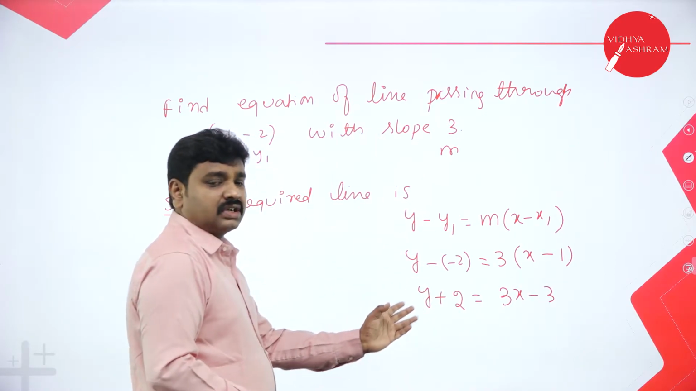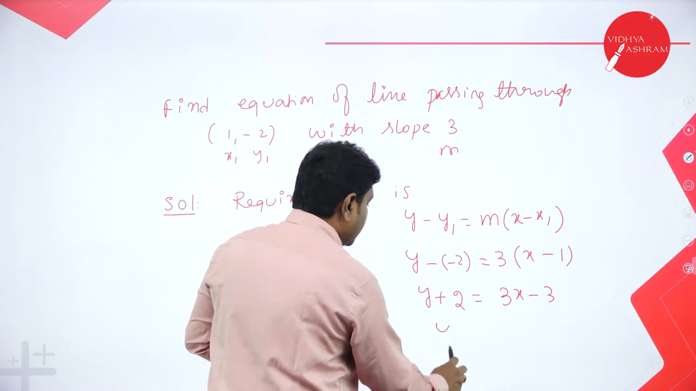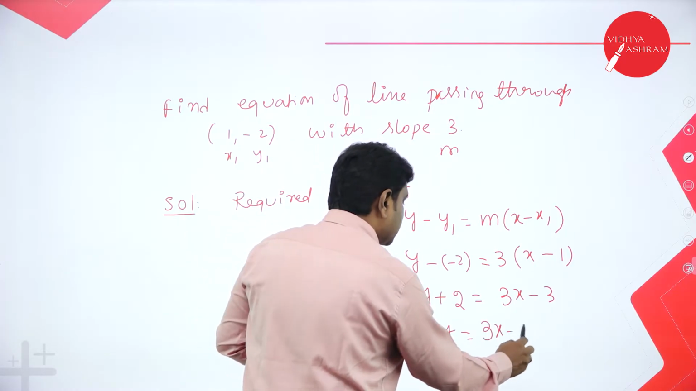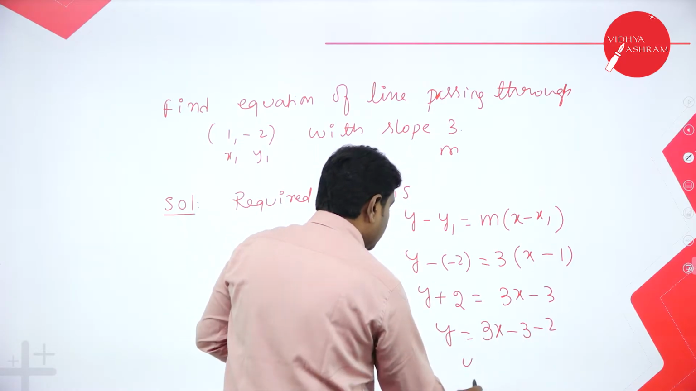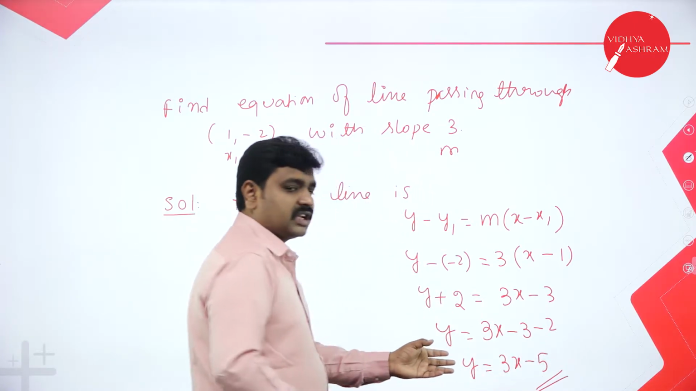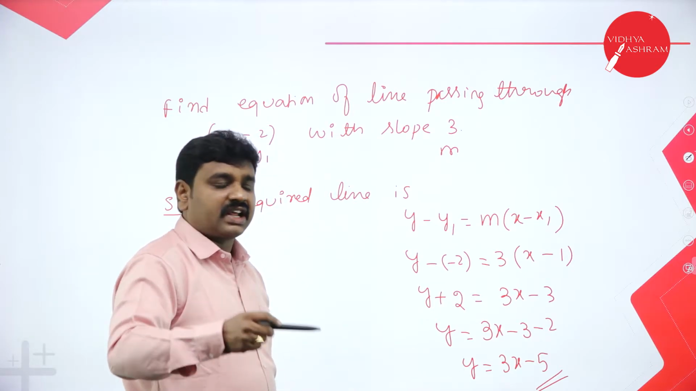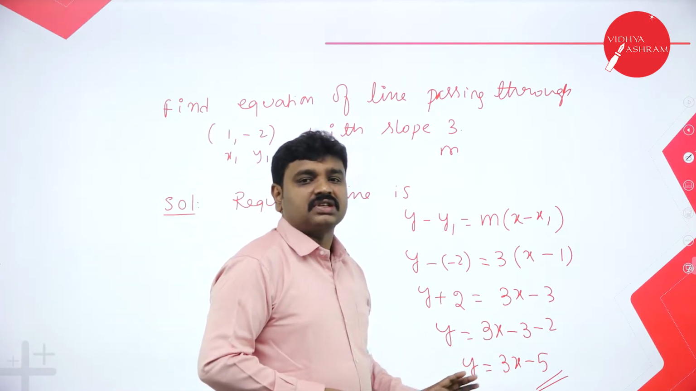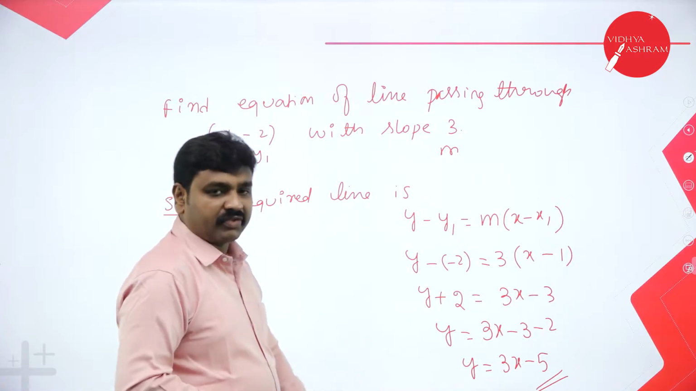So this is the equation. Transfer 2 to that side. So y is equal to 3x minus 3 minus 2, or y is equal to 3x minus 5. This is the form. You can write the line in the form of y is equal to mx plus c. So this is one of the standard forms of writing.